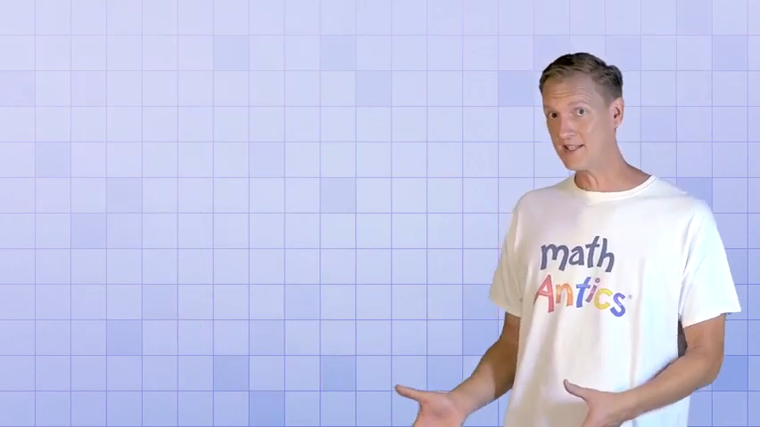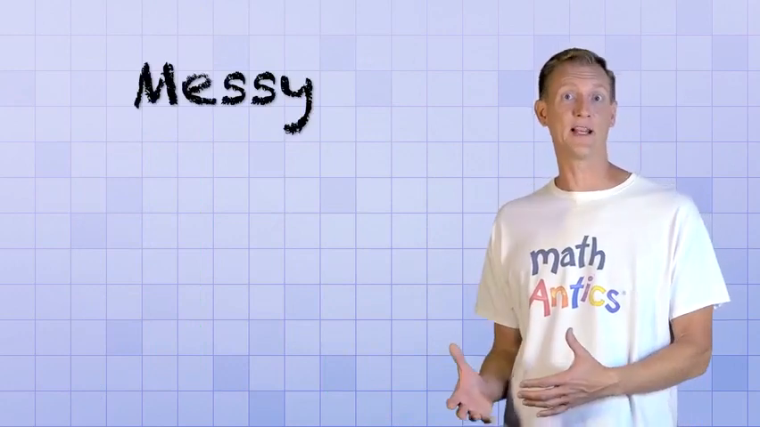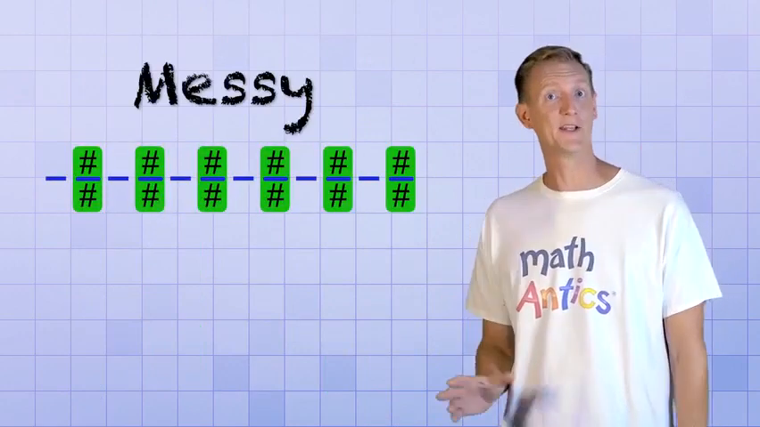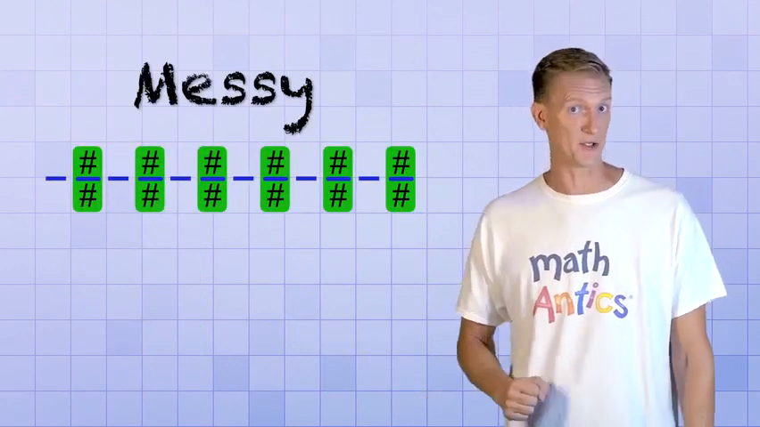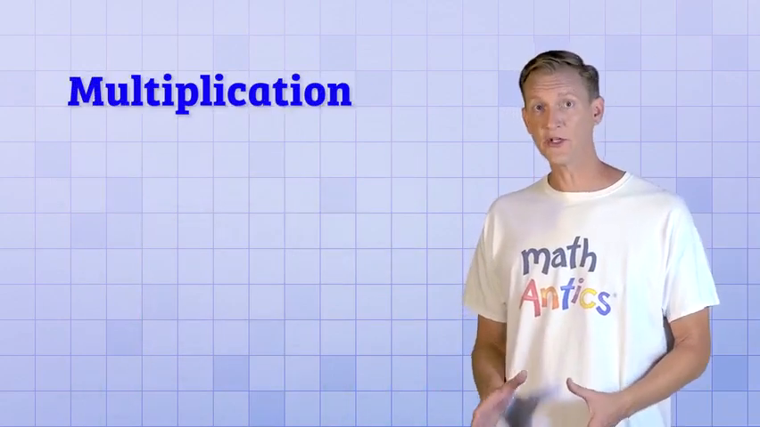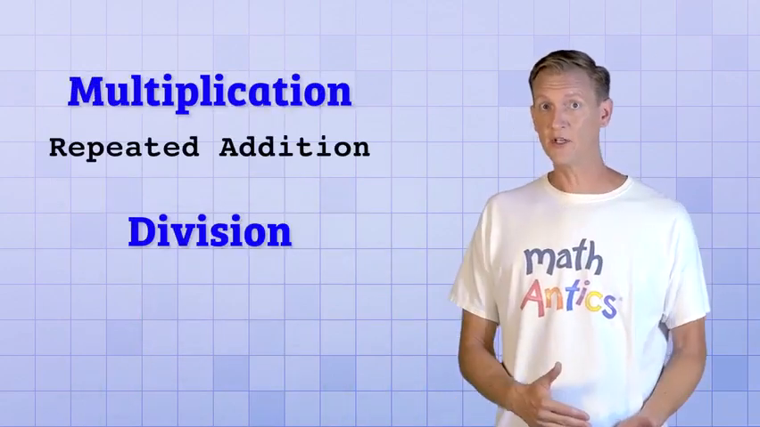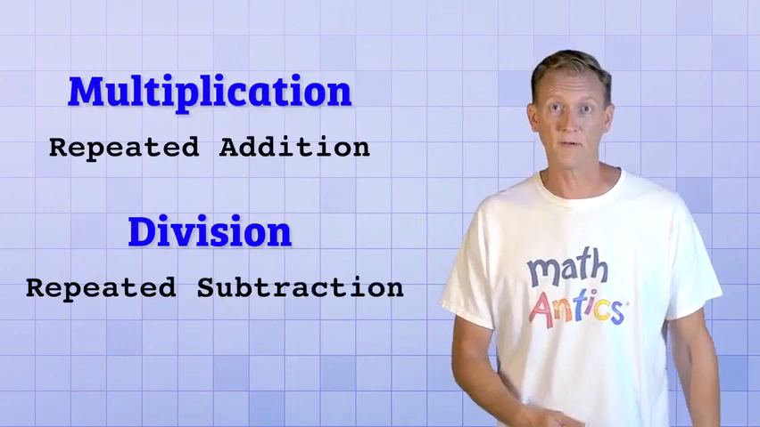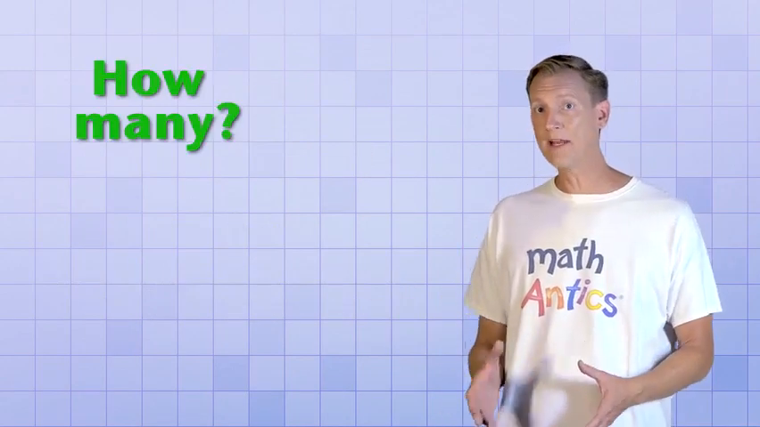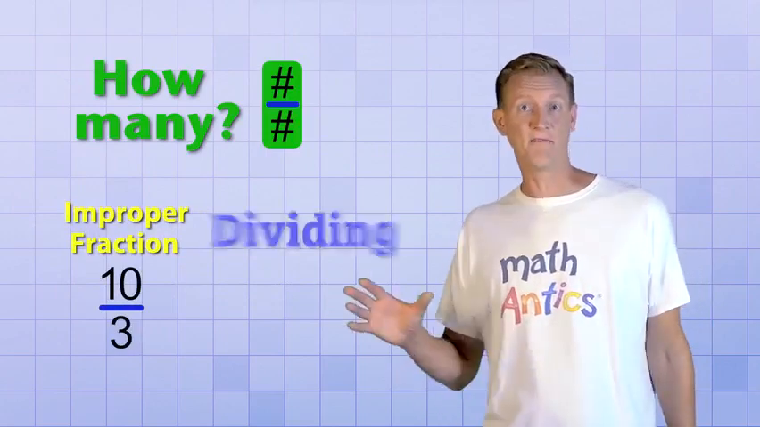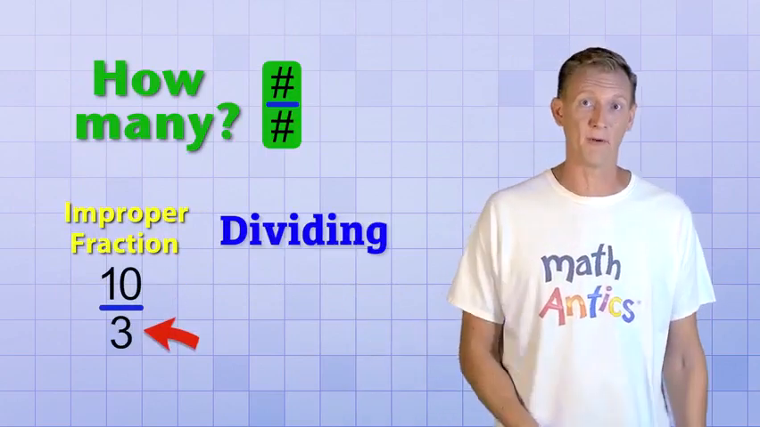That process makes sense, but it's kind of messy having to subtract out so many whole fractions. It turns out there's a shortcut we can take here too. Just like multiplication is repeated addition, division is basically repeated subtraction. That means we can figure out how many whole fractions we can subtract out of an improper fraction by just dividing the top number by the bottom number.